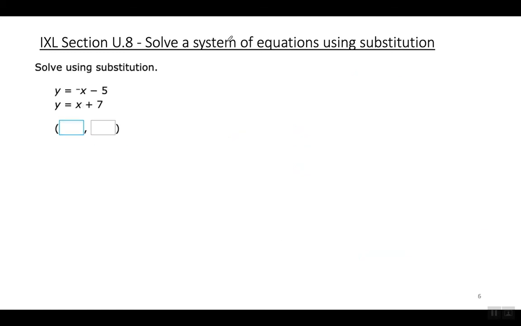All right, now this is the first example where it doesn't have y equals a number or x equals a number. You're going to do the same exact thing, but if you're new to this, you should pay attention to this example because this is the first one I'm going to do like this.